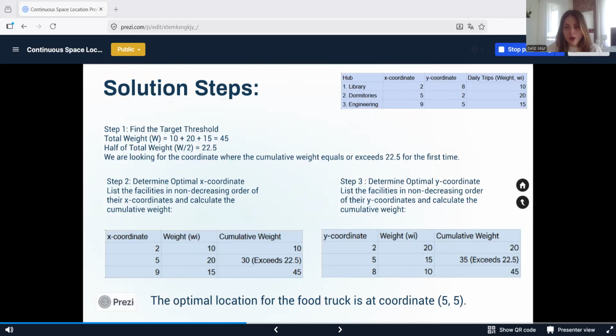Step 3 is to find the y median. We do the exact same thing for y coordinates, ordering them from smallest to largest: 2, 5, 8, and adding up the weights. At y equals 2, we have 20. At y equals 5, we have 15 to get 35. And we crossed 22.5 again. So our best y is equal to 5. Our perfect food truck location is exactly at the 5, 5 location.